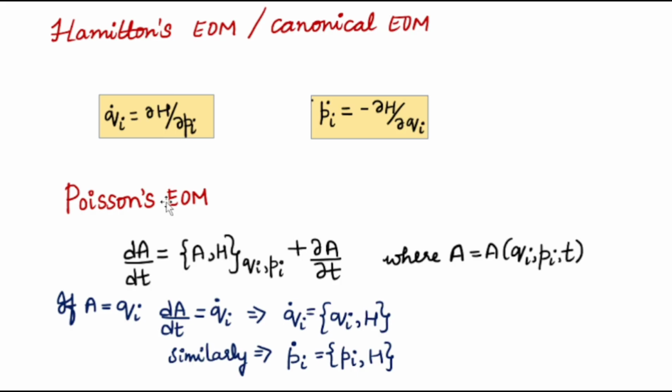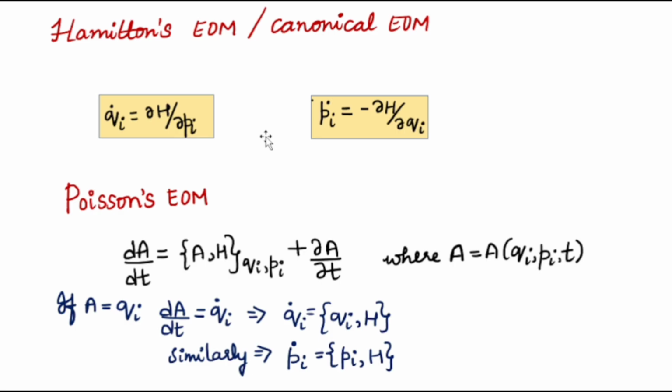We have two important equations of motion, or else we can call them Hamiltonian equations of motion, or canonical equations of motion. qi dot, that is the generalized velocity, is nothing but the partial derivative of the Hamiltonian with respect to the generalized momentum, which is very important. qi dot is equal to dou H divided by dou pi.